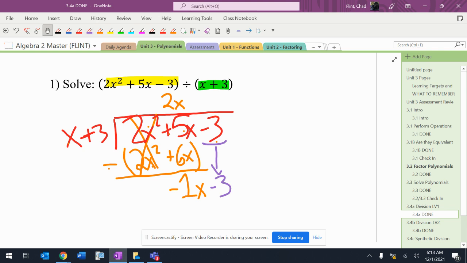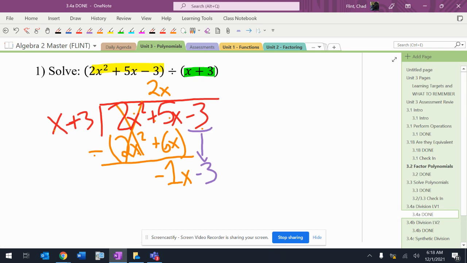Okay, and then I continue the same thing I just did. The first thing needs to be the same, so it'll drop out. So how do I get a negative 1x when I multiply this by the x? I multiply it by minus 1. Minus 1 times x is minus 1x. That's good. I want it to be the same. Minus 1 times positive 3 is negative 3.